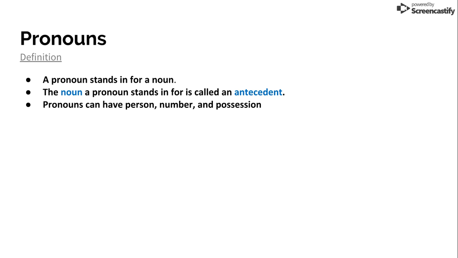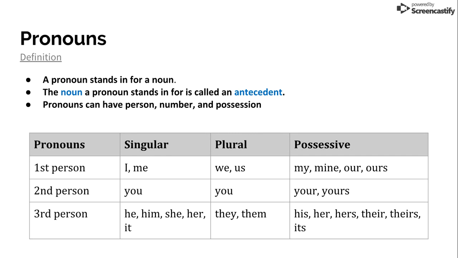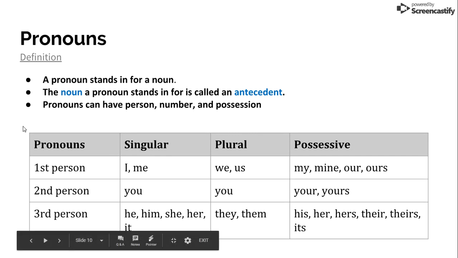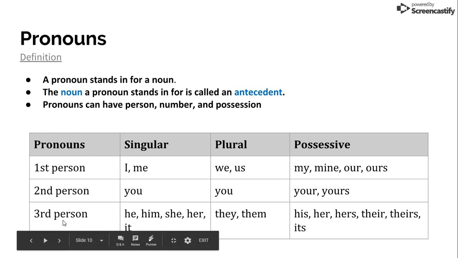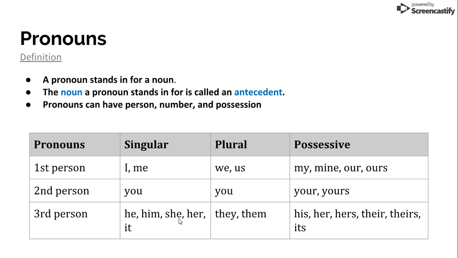And finally, we can talk about pronouns by saying that they have person, number, and possession. So by person, I mean first, second, or third person. So think about when we're reading a story that's written in the first person, the narrator would say, I did this, I did that, versus a story in the third person, the narrator might say, he did this or she did that. So that's all that refers to.